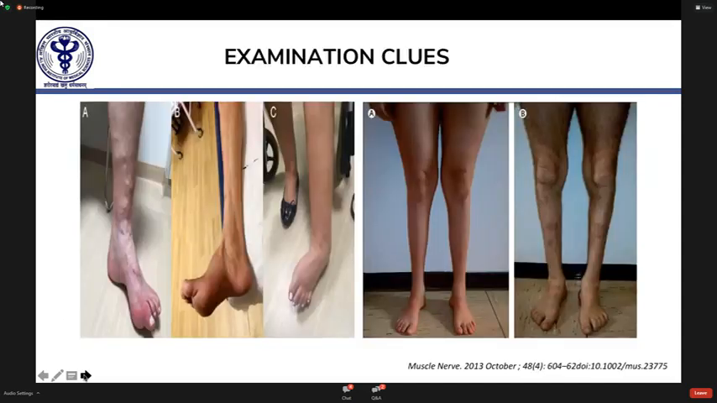So the examination clues: we have the pes cavus, the hammer toes, the inverted champagne bottle appearance. I'm not showing a lot of pictures or videos in this because we'll do it in the last and final video session. So we'll cover all those features there.